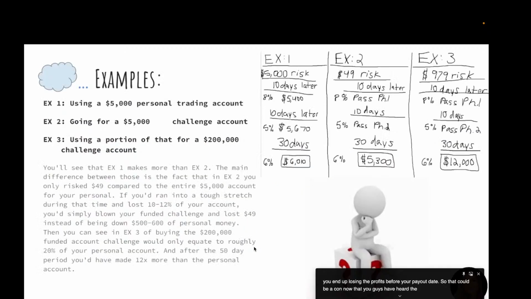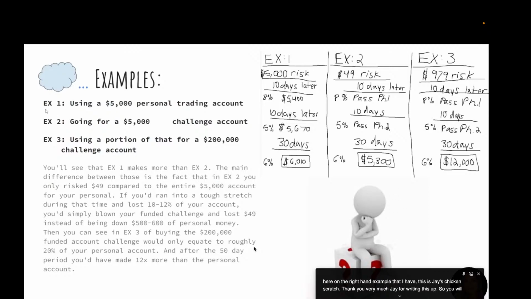Now that you guys have heard the pros and the cons of each of them, I've kind of explained the idea of how you would trade either personal or prop firms. I'm going to show you some examples here of how this would play out. So if you're looking here at the right-hand example that I have, this is Jay's chicken scratch. Thank you very much, Jay, for writing this up.